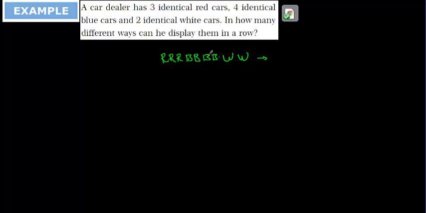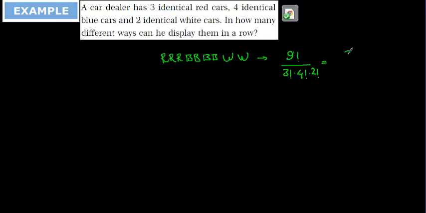And here, as you see, there are 9 letters, but the R's are the same, the B's are the same, and the W's are the same. So we write 9 factorial at the beginning because of the 9 letters. Then we have 3 R's, so 3 factorial different ways we can arrange them, and this is not important in this arrangement. Then 4 factorial, and 2 factorial.